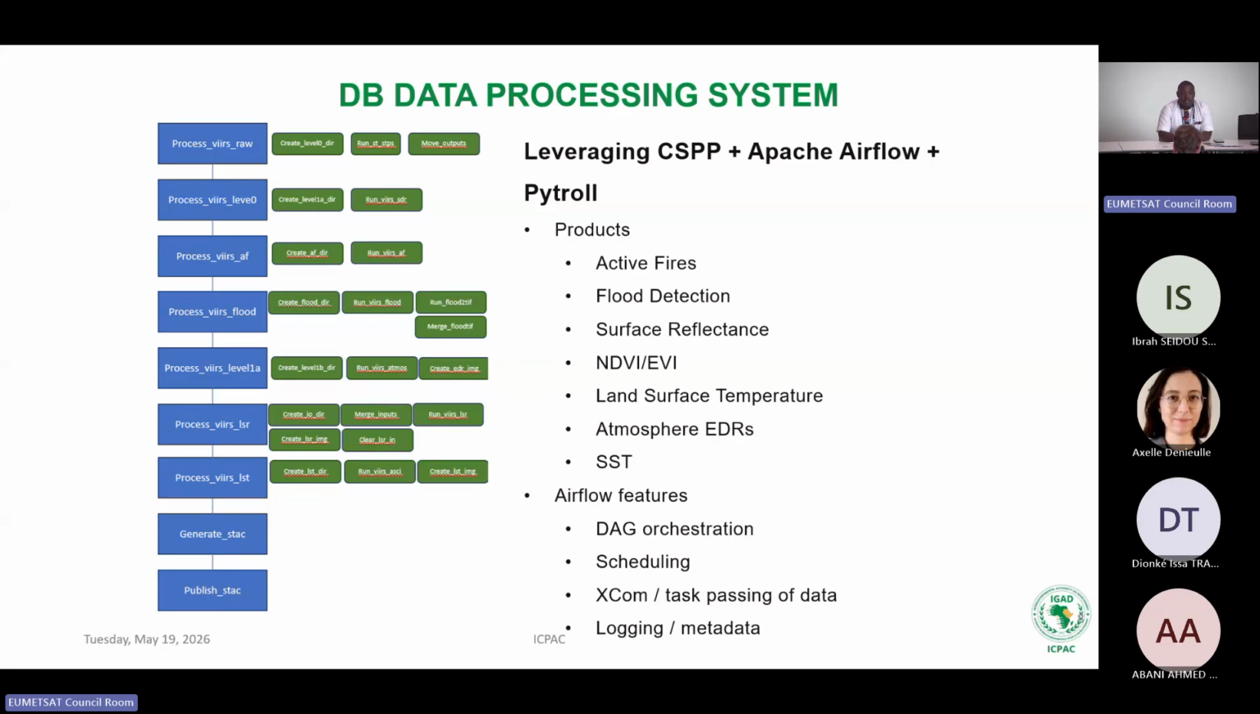For example, the fire detection products, active fire, burnt area mapping, the flood detection, surface reflectance, the vegetation indices, land surface temperature, and also the atmosphere environmental data records. In terms of the features that we are leveraging on Apache Airflow, this includes the DAG orchestration, the scheduling, the task passing of data, and also the logging and metadata.